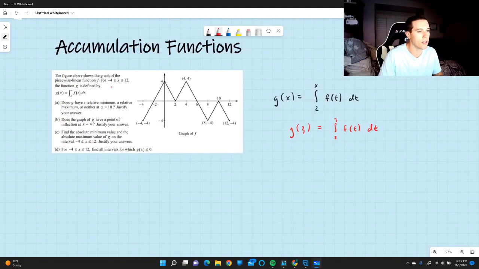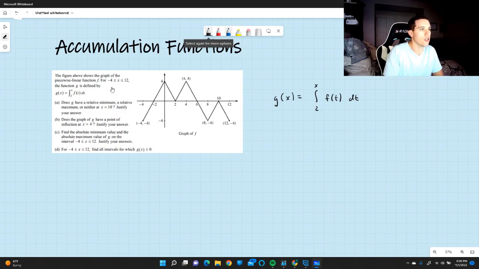You're evaluating this, and t is not present in your solution. So t serves the purpose of allowing us to do the accumulation, but once you get an answer, that's your answer. That's why it's called a dummy variable. It's not really present in the problem once you do the evaluation. So we're going to go through this FRQ because it is a very good one for walking us through a lot of the things I'm going to ask you to find.